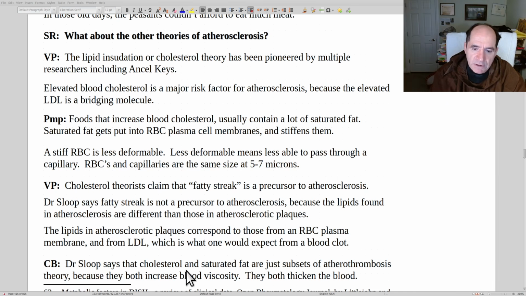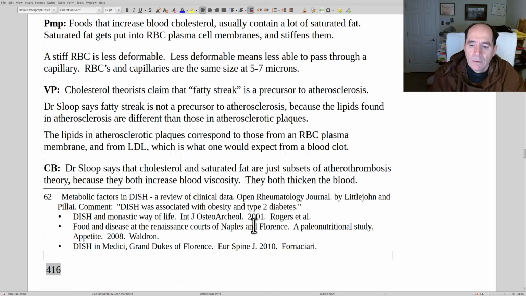Okay, Dr. Sloop says cholesterol and sat fat are just subsets of the atherothrombosis theory because they both increase blood viscosity. They both thicken the blood.